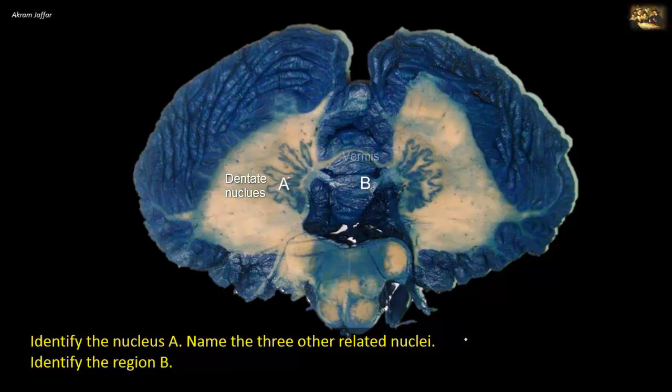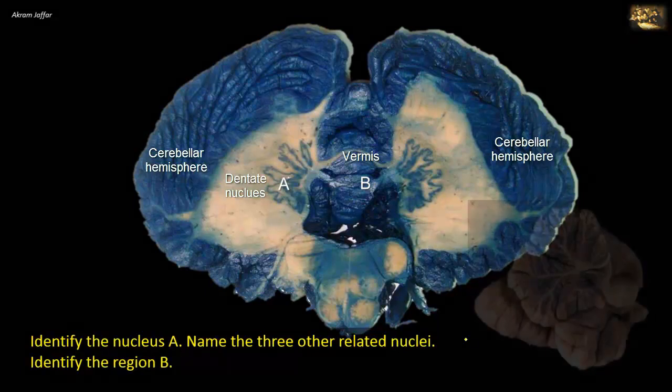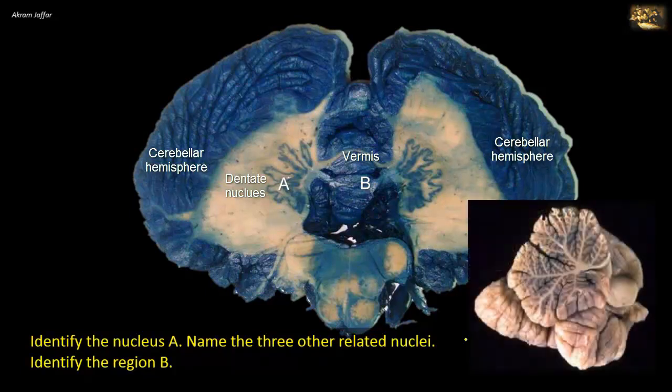B is the vermis. The vermis is the central region of the cerebellum. It is bounded bilaterally by the cerebellar hemispheres. Also note the folia and the sulci of the cerebellar cortex. The presence of these folia and sulci will make a section of the vermis look like a section in a tree. Hence the name arbor vitae, meaning tree of life, is used to describe the appearance of the vermis in a mid-sagittal section.